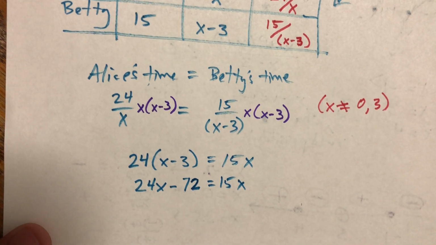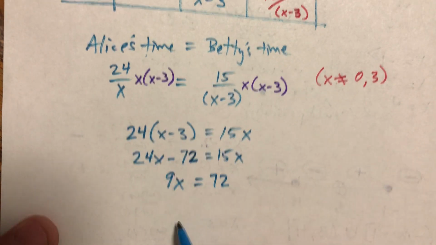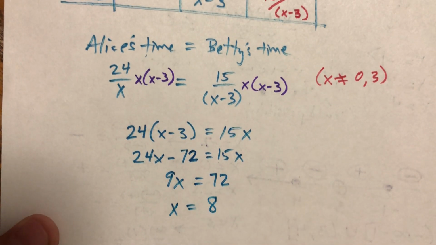Okay, and we know what we're doing here. We can solve this. So we add 72 to both sides. We're going to take 15x away from both sides, and then we can divide by 9, and we can see that x is 8.